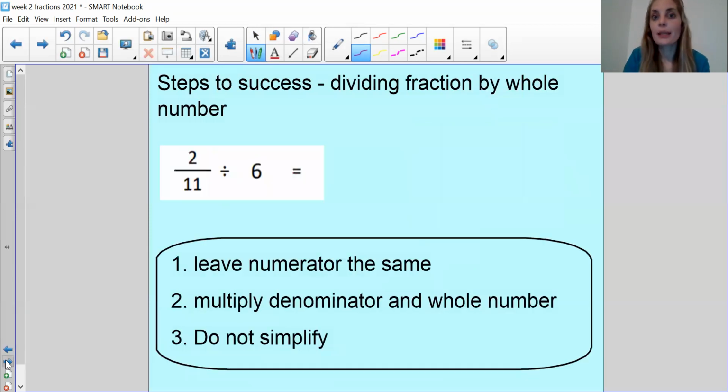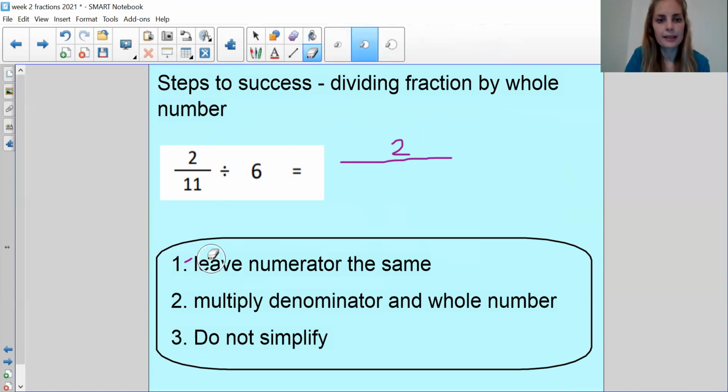Now, steps to success. You're going to think, Ms. Fink, this is so easy. So first of all, I'm going to leave the numerator the same. What is my numerator? Can you identify the numerator in that fraction? Great job, it is 2. So I'm going to put my 2 there. Put my line. So I've done step 1. Now I'm going to do step 2. Let me circle that, so it's a bit easier to see.